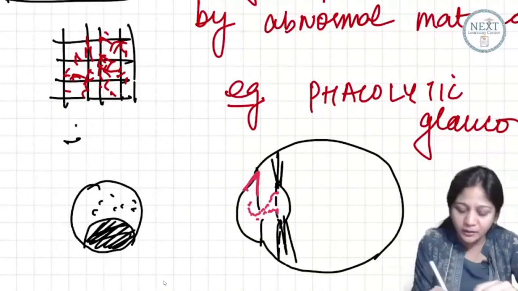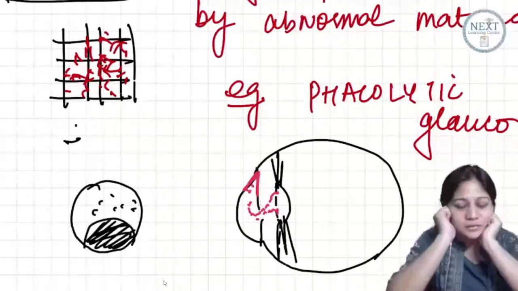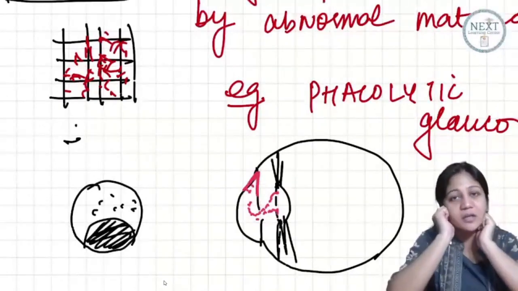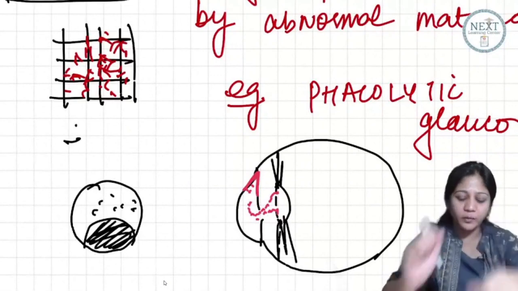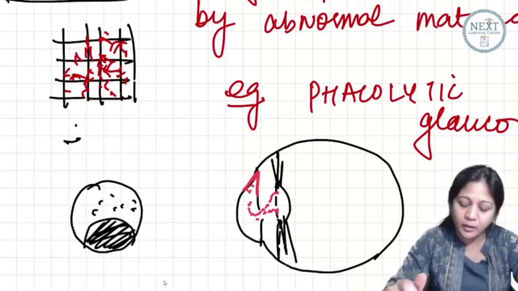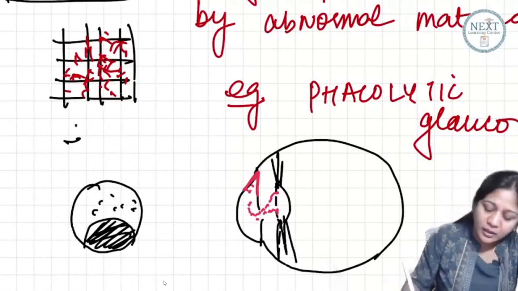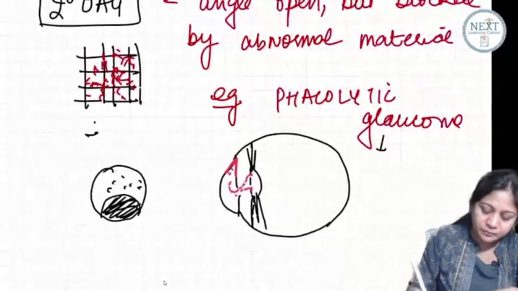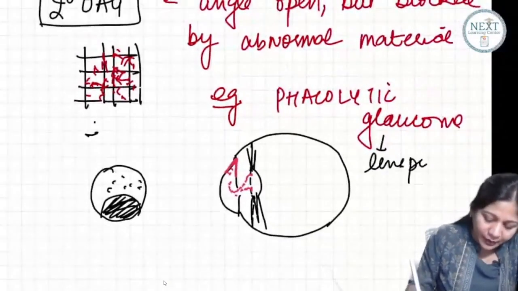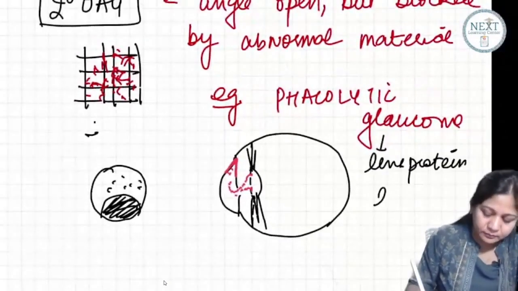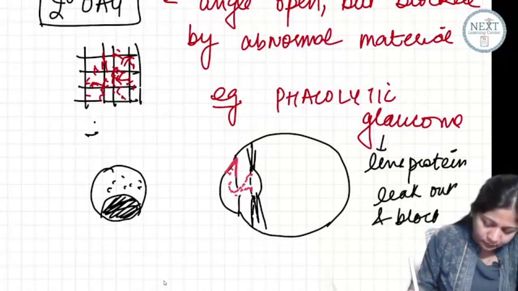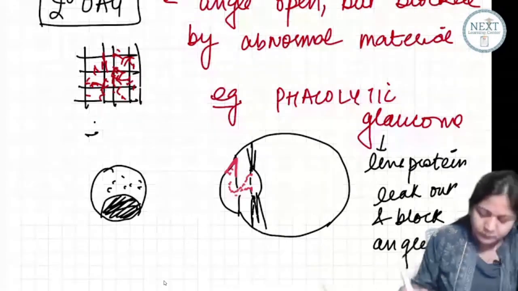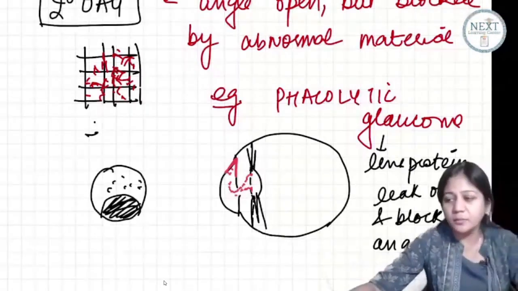When they accumulate in the angle, what will happen? They will obstruct the drainage of aqueous. So what type of glaucoma can occur? A secondary open angle type of glaucoma. Okay, so in phacolytic glaucoma, the lens proteins leak out and they block the angle. Yes, friends, are you able to understand?